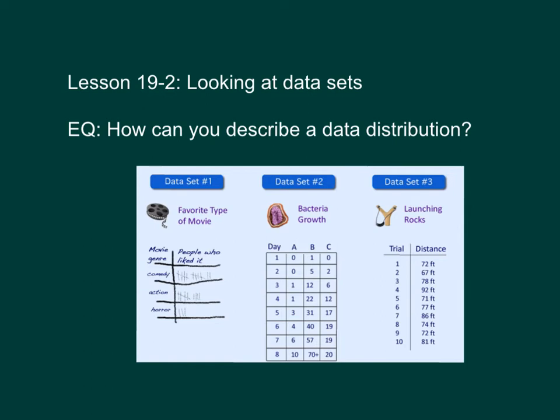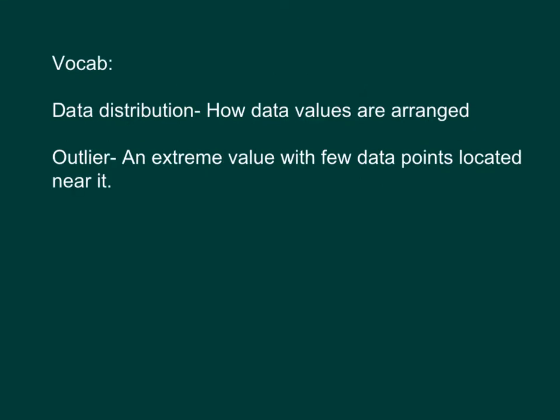This is lesson 19-2, looking at data sets. Our essential question: how can you describe a data distribution? In this picture right here, we just have 3 different types of data sets. Those are some things that we might see as we go along. We have 2 vocab words: data distribution, which is how data values are arranged, and an outlier is an extreme value with few data points located near it.